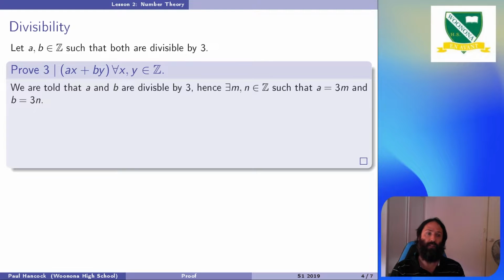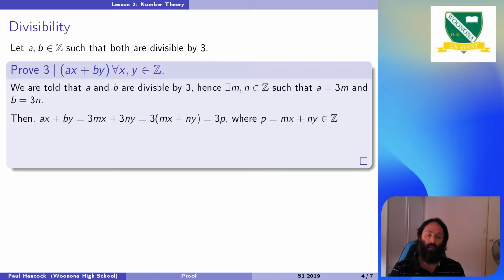Again, we're going to start with that idea that if a and b are both divisible by 3, then we can say that a is a multiple of 3 and b is another multiple of 3. Not necessarily the same, that's why we're using different letters. Then we can generalize now to say, well, what is ax plus by? Well, that's just 3mx plus 3my. Again, pull out the common factor of 3 and write that in simpler terms as 3p. So p is just the integer mx plus my. Therefore, we've said that ax plus by is a multiple of 3, and therefore it's divisible by 3.